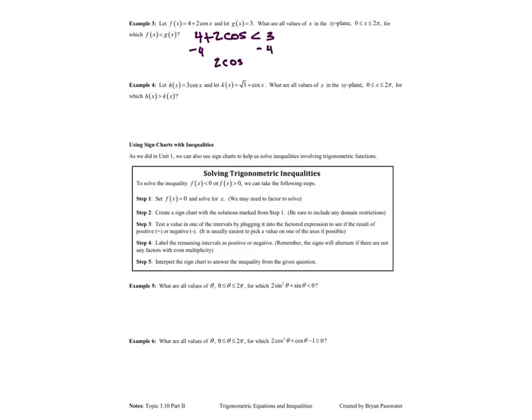2 cosine of x, I lost my x. 2 cosine of x must be less than negative 1. Divide by 2. Cosine of x needs to be less than negative 1/2, which means that's a small interval, to the left of negative 1/2.